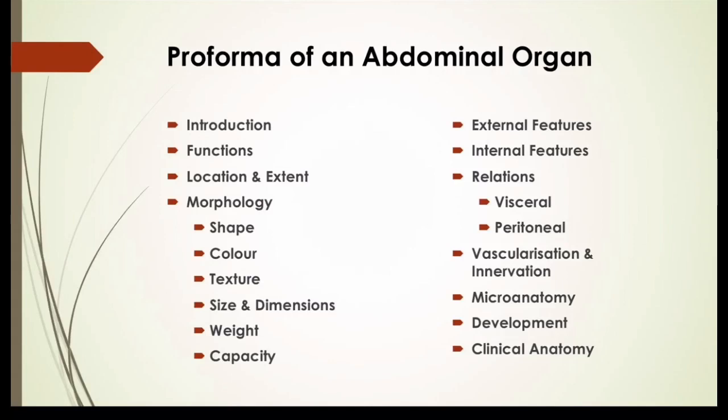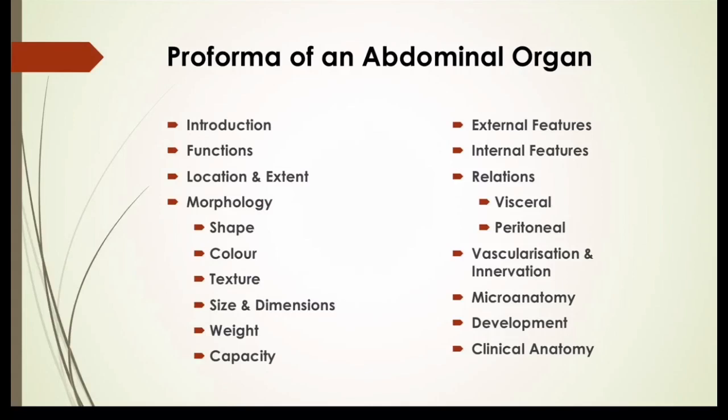Then we speak about the morphology of an organ, and we discuss that in terms of shape, color, texture, size and dimensions, weight, capacity if it's a hollow organ. Then we speak about the external features. Then, if required, the internal features. Then we speak about the relations. In that we have the visceral relations, where we describe all the other abdominal organs and how they are related to this one, and the peritoneal relations, which are essentially folds of the peritoneum or sacs or recesses of the peritoneum that they are related to.